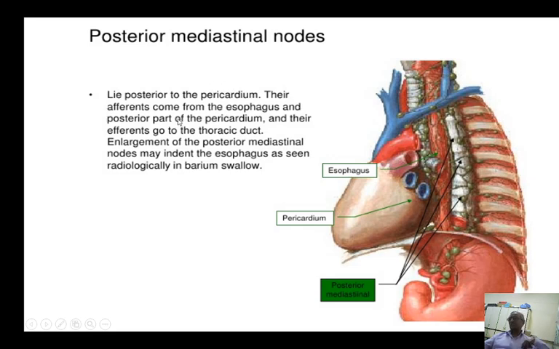Now, posterior mediastinal lymph nodes. These lymph nodes lie posterior to the pericardium. Their afferents come from the esophagus and posterior part of the pericardium, and their efferents go to the thoracic duct. Enlargement of the posterior mediastinal lymph nodes may indent the esophagus, as seen radiologically in the barium swallow.